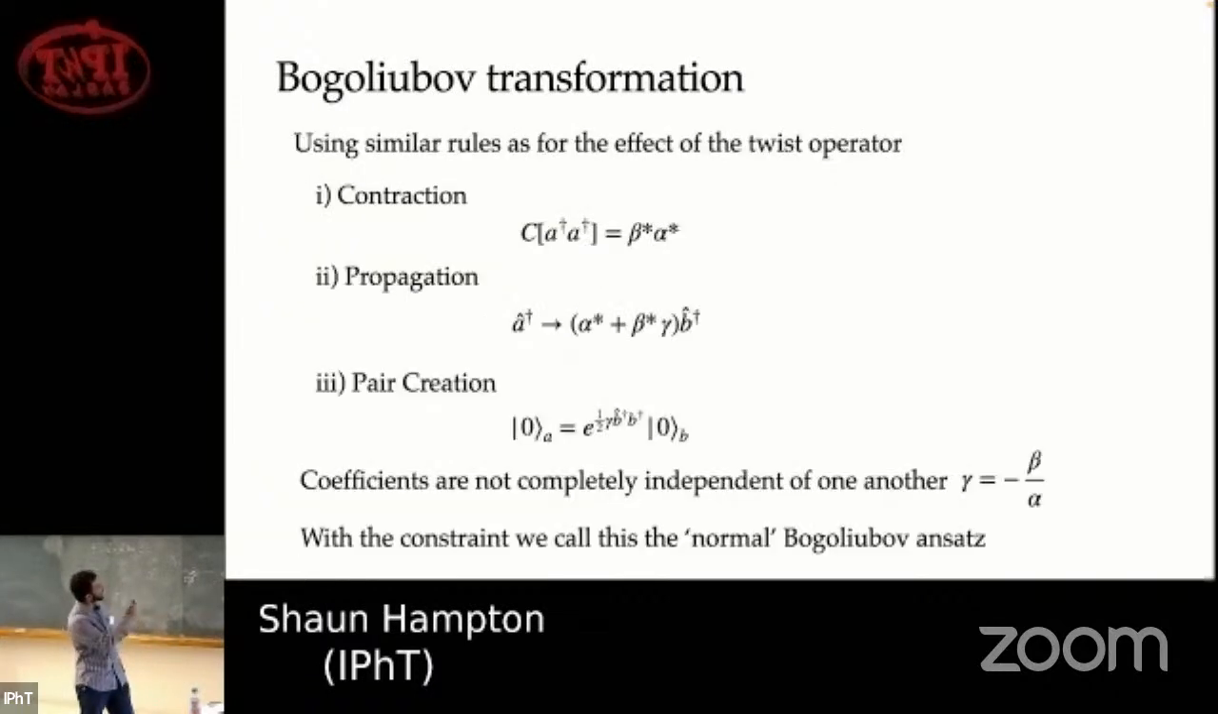And so, as I was saying, if you wanted to make a correspondence, write it in a way like we wrote it earlier. So this C now is B star, beta star, alpha star. And we see that the propagation is given here, alpha star plus beta star gamma. And then you have this pair creation. But in this case, the coefficients are not completely independent of one another. It turns out that this gamma here is actually equal to minus beta over alpha. And so in the work we basically said that we'll call this a normal Bogoliubov ansatz.